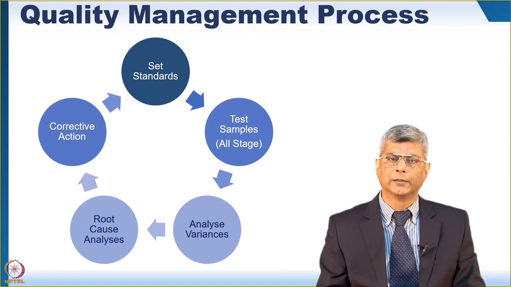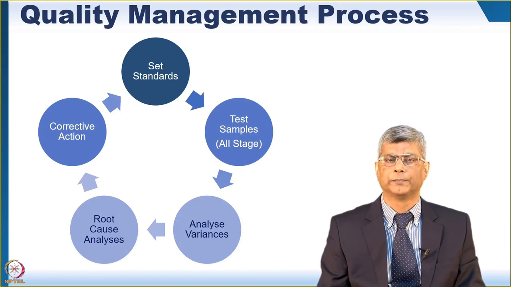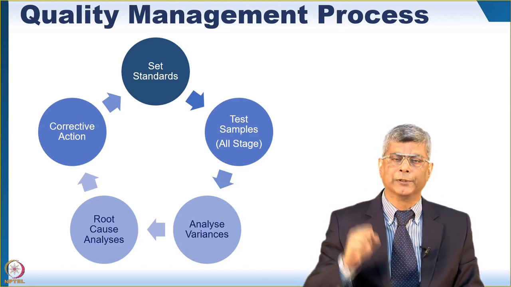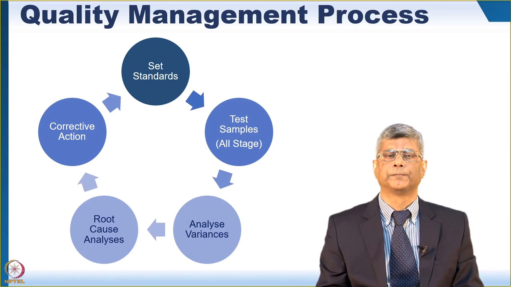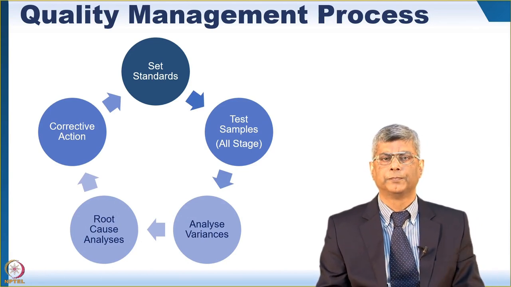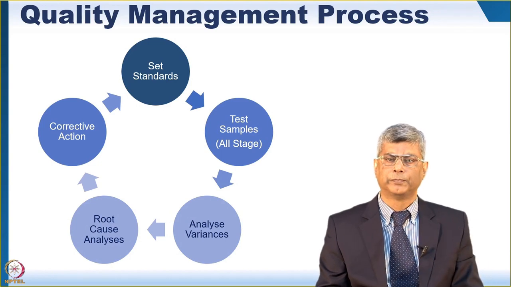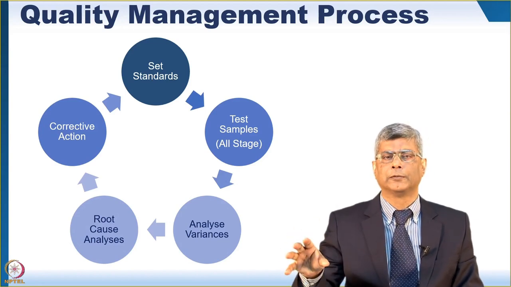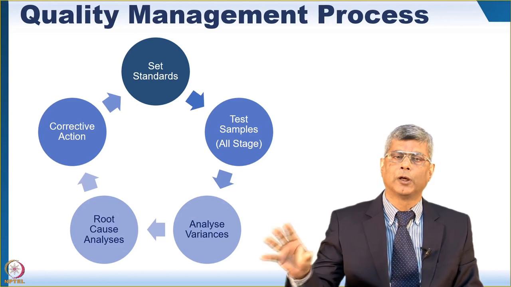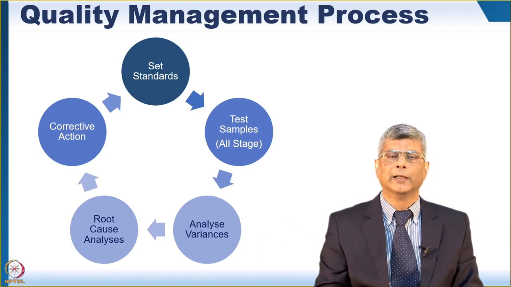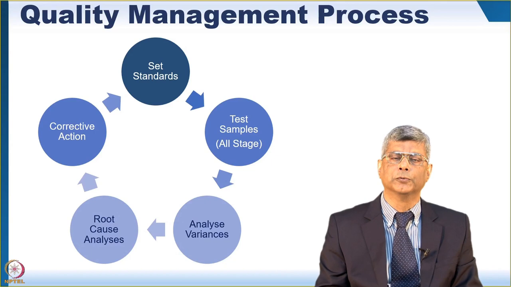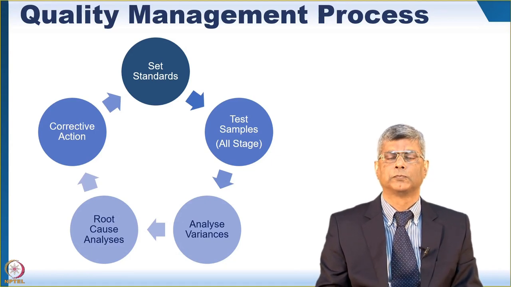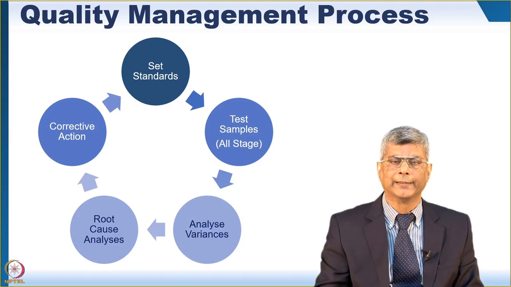Once you've set the quality standards, you cannot test everything, every piece. So what you do is you start taking samples, maybe 1 per 100, or 1 per 1,000, or 1 per 10. You take the sample and you test it. And if you take the sample and it works well, chances are the whole batch, the whole lot will work. But if you take a sample and it doesn't work well, then you analyze what is broken. Why is it not working? Why is it not doing what it's supposed to do? Why is it breaking down? And that's called the variation analysis.